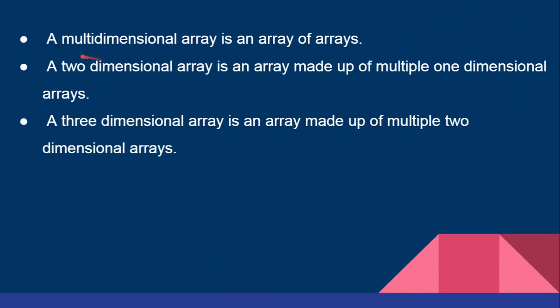And now let us see what is a multi-dimensional array. It is an array of arrays. A two-dimensional array is an array made up of multiple one-dimensional arrays. A three-dimensional array is an array of multiple two-dimensional arrays. So a multi-dimensional array is an array of arrays.